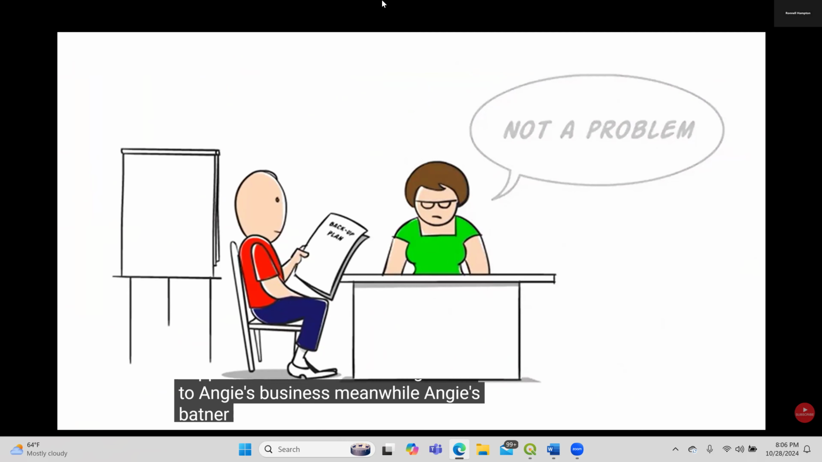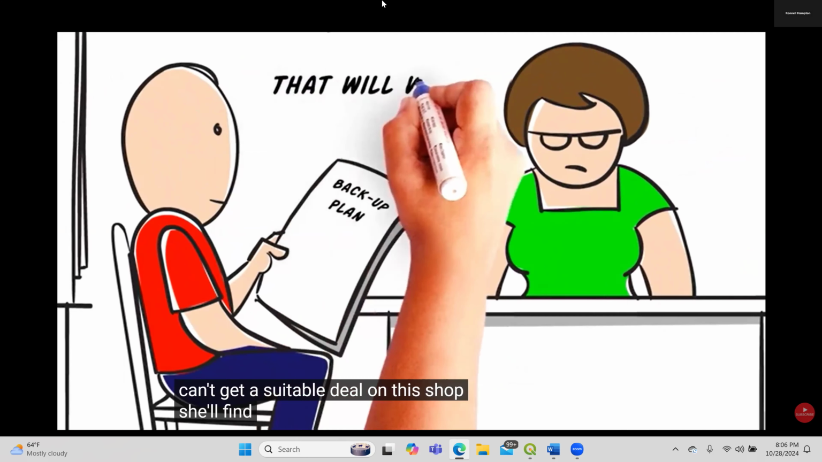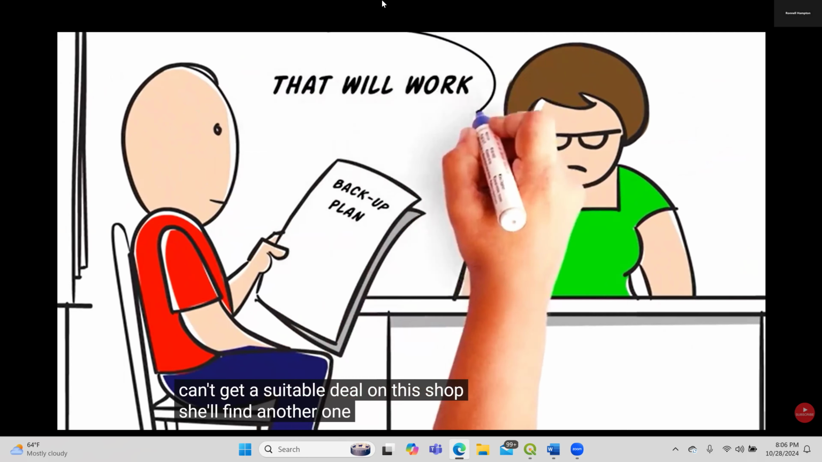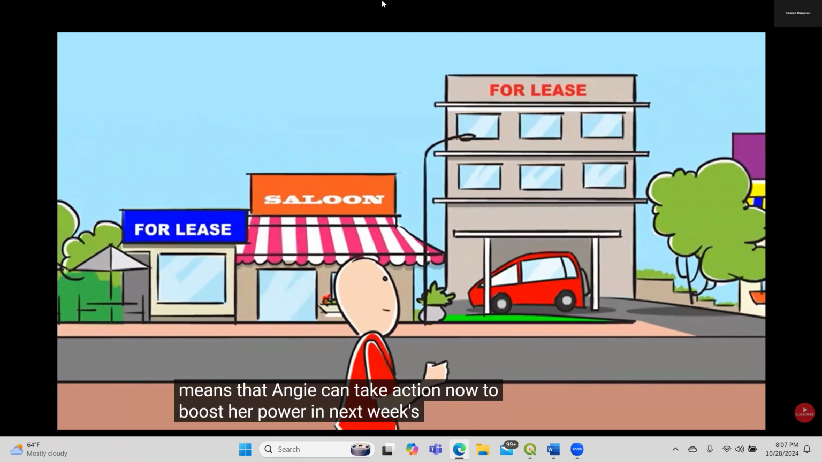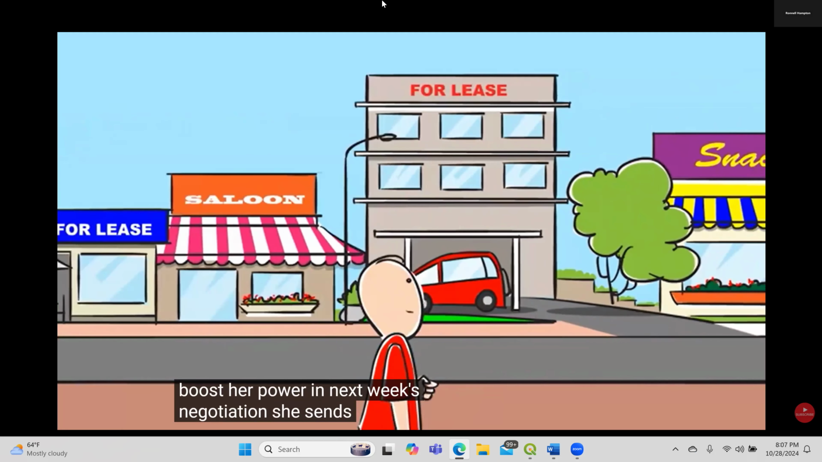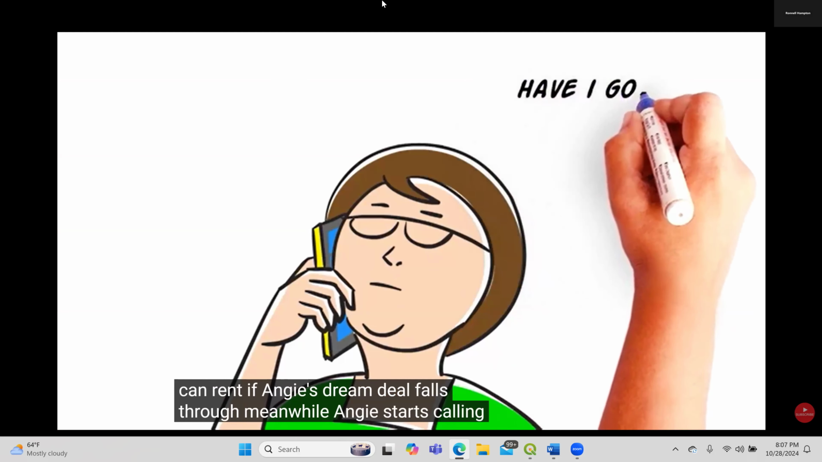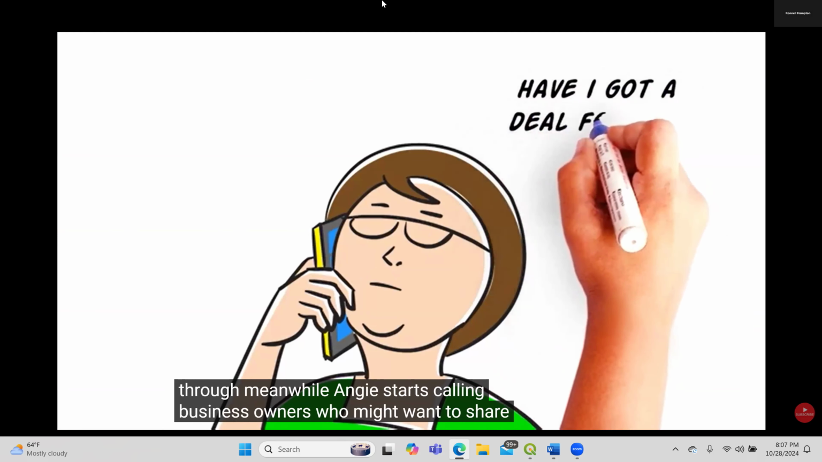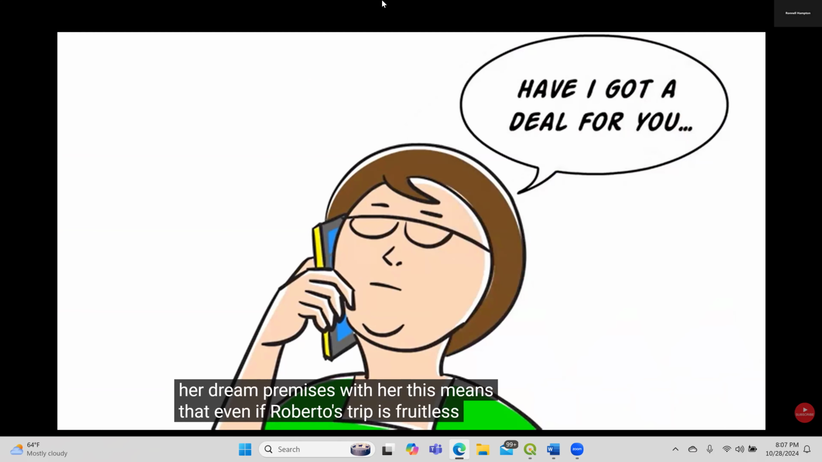Meanwhile, Angie's BATNA is reasonably attractive. If she can't get a suitable deal on this shop, she'll find another one and negotiate a reasonable rent on that one. Knowing this means that Angie can take action now to boost her power in next week's negotiation. She sends Roberto on a road trip. His job is to find other shops they can rent if Angie's dream deal falls through. Meanwhile, Angie starts calling business owners who might want to share her dream premises with her. This means that even if Roberto's trip is fruitless, Angie will still have a viable backup plan.